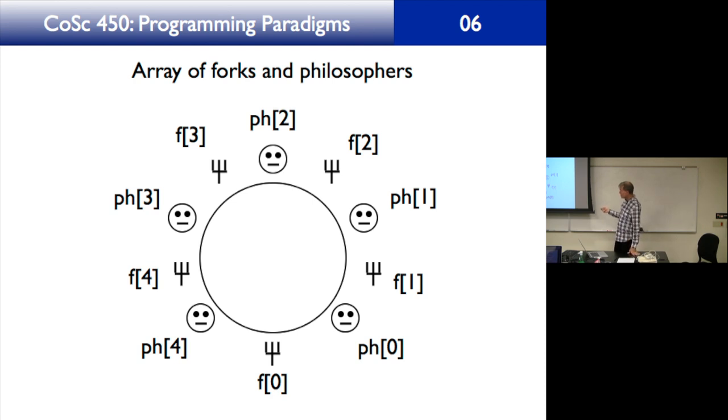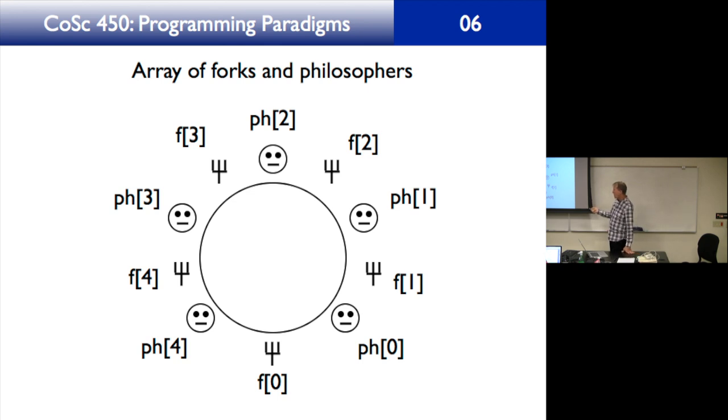So you see here is philosopher sub zero. And philosopher sub zero has fork sub zero on his left and fork sub one on his right. Do you see how that works? And then philosopher one has fork sub one on his left and fork sub two on his right. And philosopher two has fork F2 on his left and fork F3 on his right. So philosopher i has fork i on his left and i plus one on his right. Are you with me? Except for who?